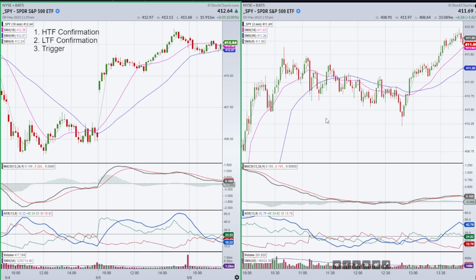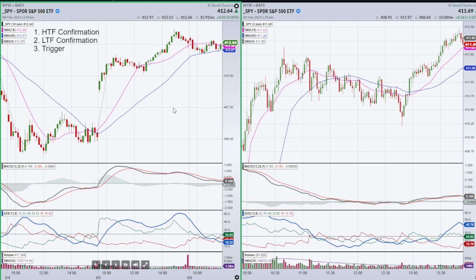Okay, so I'm starting out with the S&P, the Spider, and I've got a 10-minute chart on the left and a 2-minute chart on the right. I like to show different time frames. The patterns that I use work in all of them. I've used them intraday, monthly, weekly, and basically everything in between.